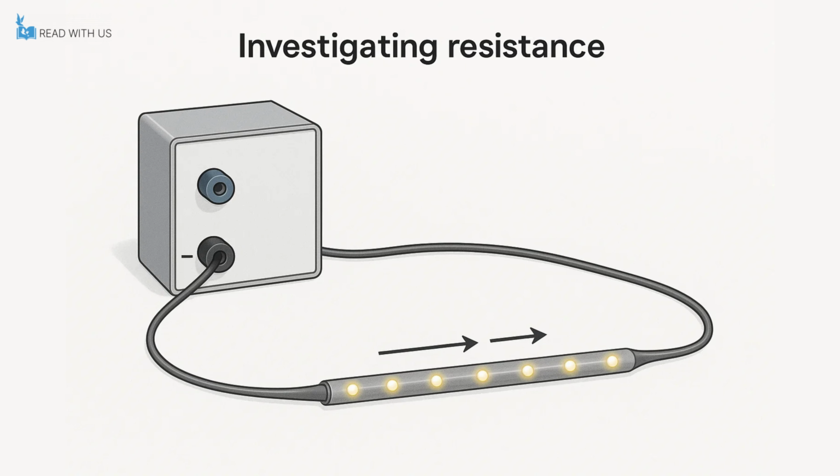Resistance is a property of a wire that opposes a flow of electric current, and it depends on several factors, including the length of the wire, the thickness of the wire, the material it is made from, and the temperature of the wire. In this experiment, we want to find out how the resistance of a wire changes when we change only the length of the wire while keeping everything else the same.